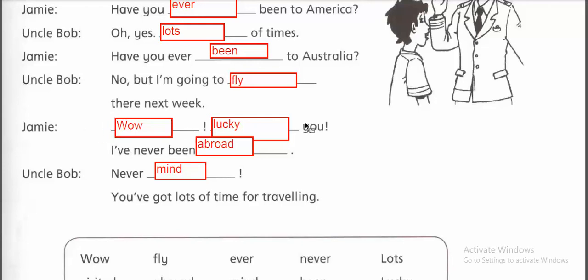Wow, lucky you. You are very lucky because you travel a lot abroad. I have never been abroad. Next.